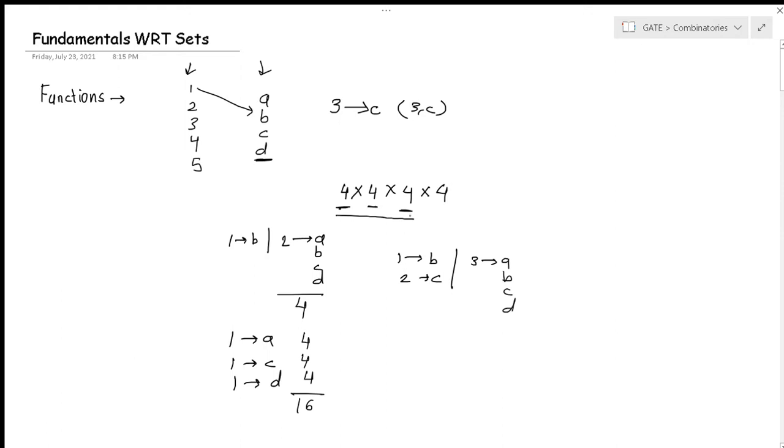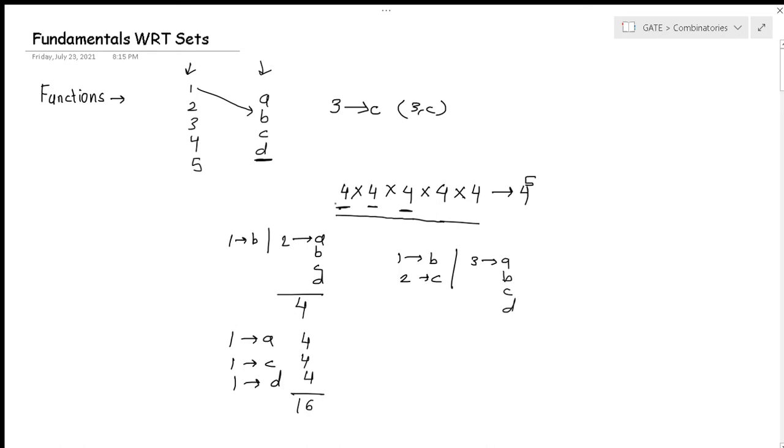Now we will extend this. For each combination of these 4 elements, we can add the next mapping for 5 again in 4 ways. So we again multiplied it. So are you getting this, why the answer is 4 raised to 5? I will repeat it once more.